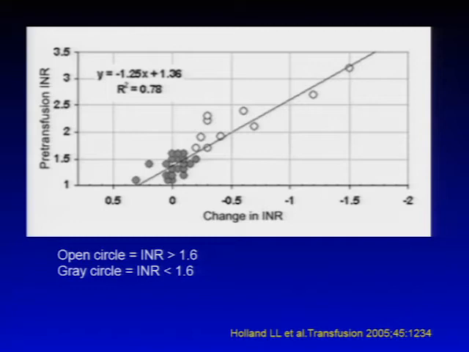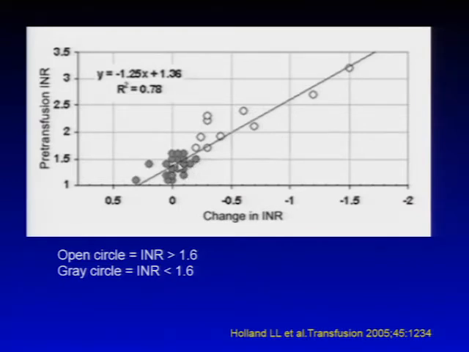And the most frequent reason for inappropriate orders is for correction of a prolonged INR in the absence of bleeding. Basically you can see when the INR was greater than 1.6, as denoted by these open circles here, the INR did change significantly when giving a unit of FFP, or a unit of plasma. It might have gone down a half, or 1 or 1.25 or even 1.5 in this patient here, as opposed to when the initial starting INR was less than 1.6, giving a unit of FFP didn't really alter the INR that much, very little.